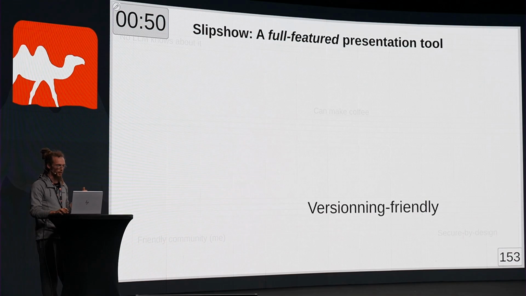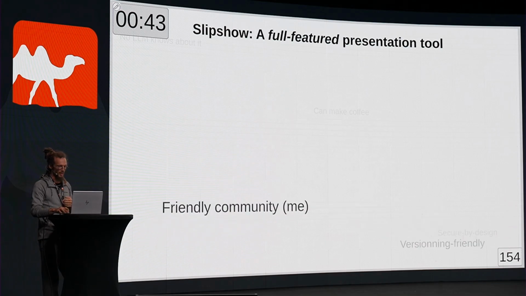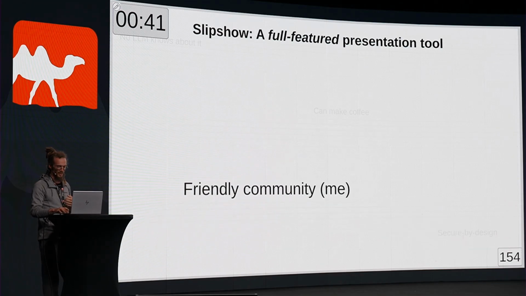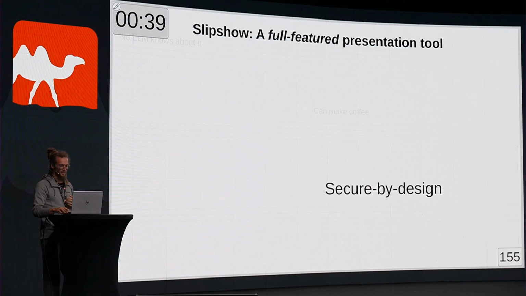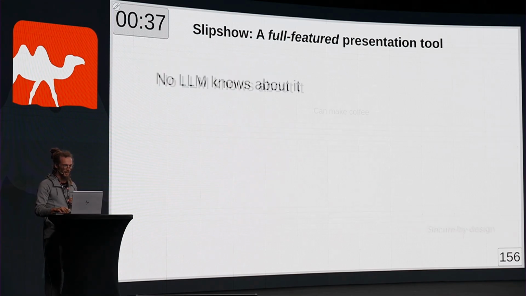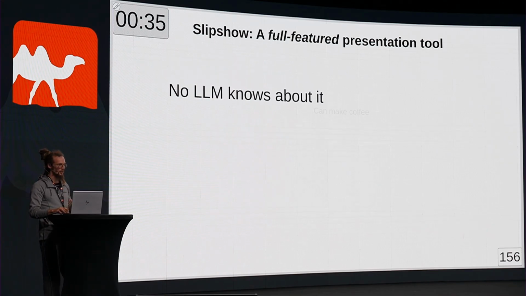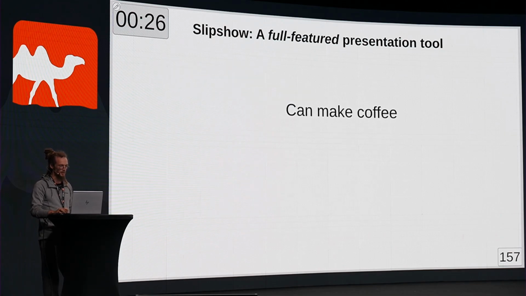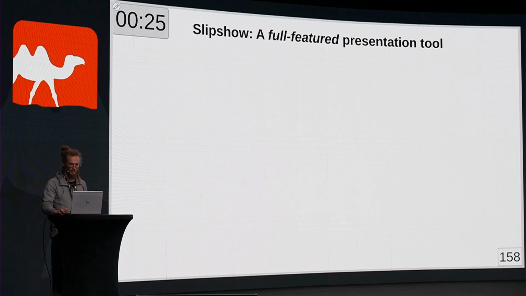It is versioning friendly because the source of the presentation is not in a big GUI, but it's just text. It has a friendly community. It is secure by design, and you cannot get help because I have tried a few times, and the LLMs don't crawl it and don't know about it. And of course, it can make coffee. And I stopped with 25 seconds of margin. That's great. I will have more time for the rest.